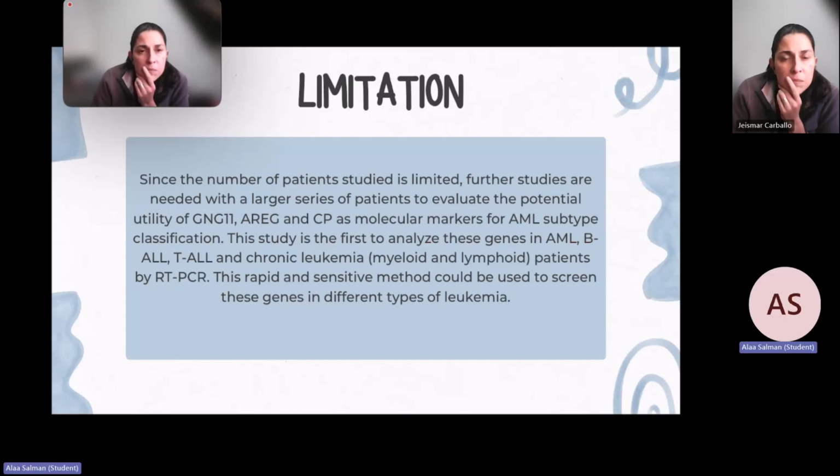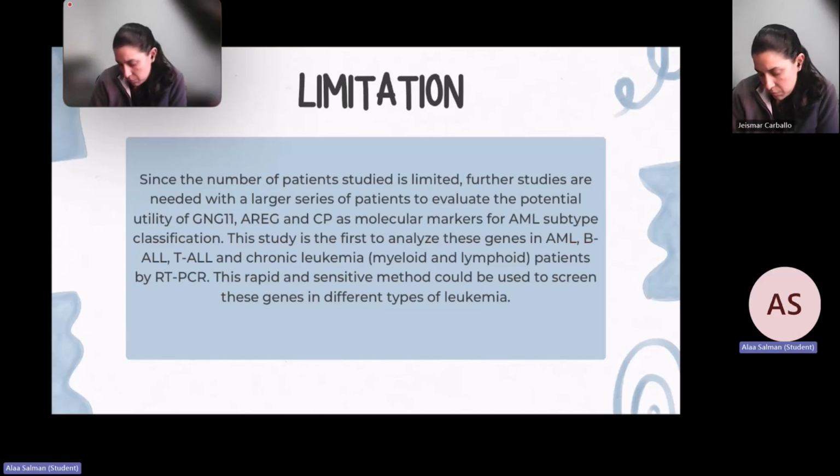This study is the first to analyze these genes in AML, BALL, and TALL and chronic leukemia patients by RT-PCR. This rapid and sensitive method could be used to screen these genes in different types of leukemia. So this study was actually useful, but to actually have results, they needed to do it on a bigger sample so that they know if they can generalize their results or not.